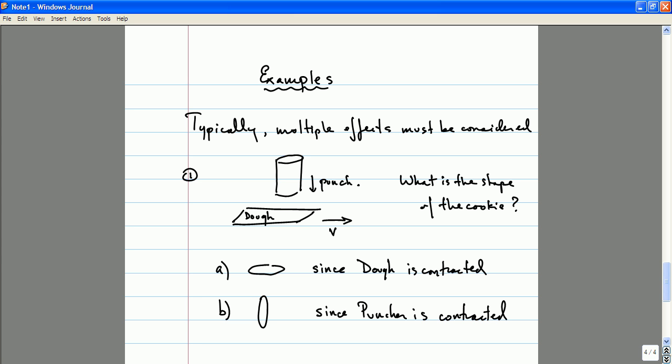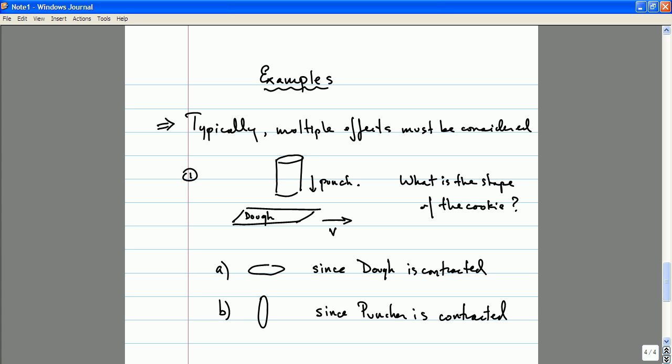Okay, I'll give you a hint. The hint is the first line that I wrote at the top, which is that multiple effects need to be considered. So in order to understand what the punching out of the cookie dough looks like, at the end of the day, the cookies are going to have a shape. Okay, they're either going to be stretched in one direction or the other. That shape is physics. Okay. And which answer you get for the shape better be the same no matter which reference frame you use to analyze this problem.